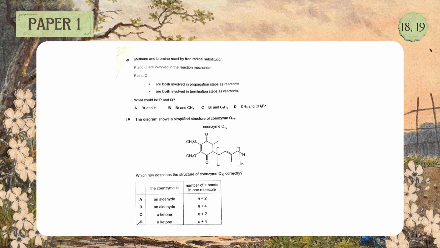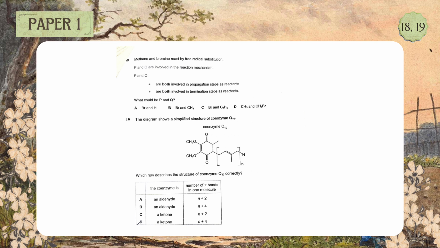The question says P and Q are both reactants in a propagation step and both reactants in a termination step. Let's think about the steps. In propagation, a bromine radical reacts with methane, and a later methyl radical reacts with Br2. So the radicals acting as reactants during propagation are Br and CH3.